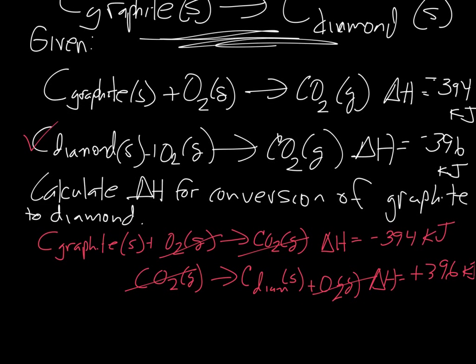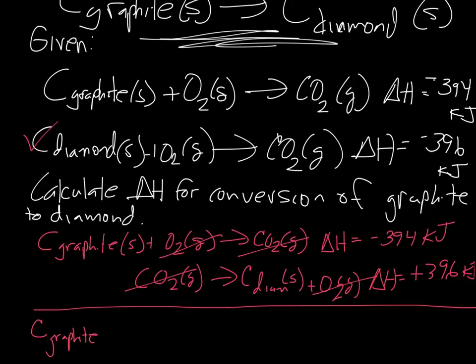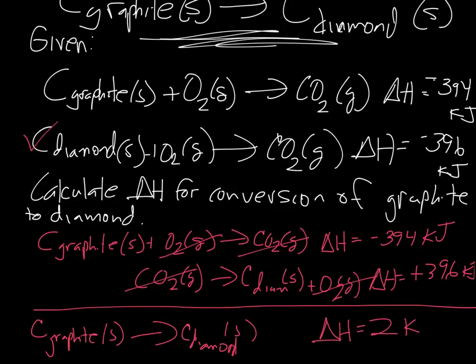So that allows me now to add up the equations. That would give me carbon graphite, solid, going to my carbon diamond, solid, and then what I do with my enthalpies is I add them up. So my delta H in this case would be 2 kilojoules, and that would be per mole of graphite.